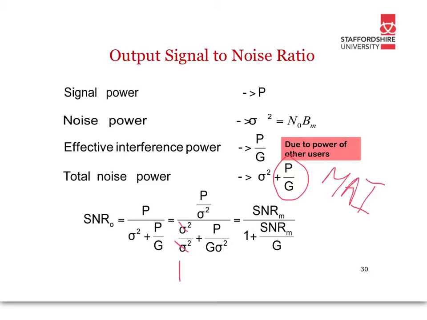P over sigma squared is the signal to noise ratio of the message. So we can further reduce this equation down to SNR of M divided by 1 plus SNR of M over the spreading code, or G. We need to remember this for later use.